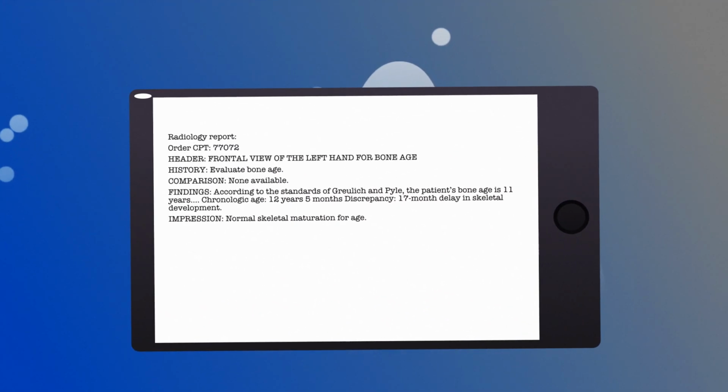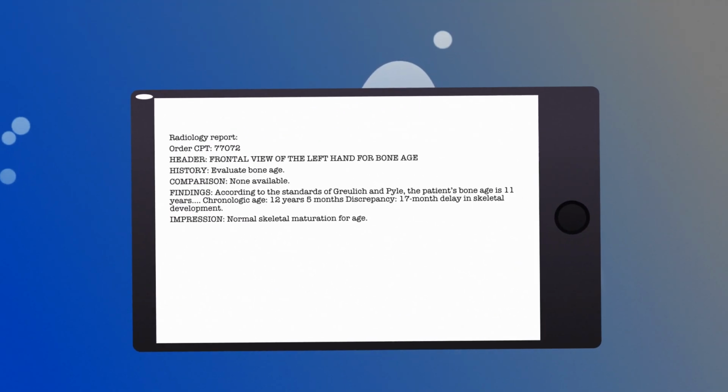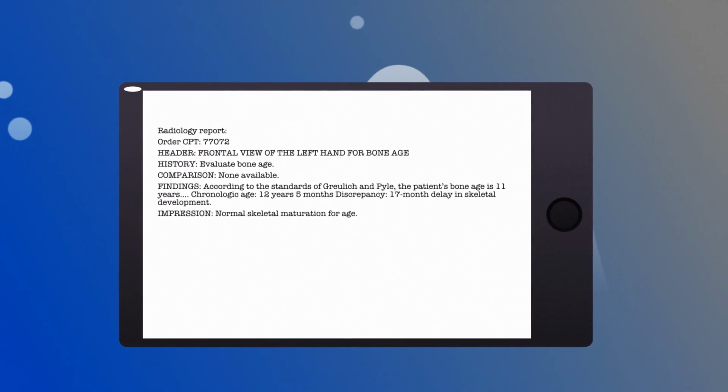Exam: hand bone age, frontal view of the left hand for bone age. History: evaluate bone age. Comparison: none available. Findings: according to the standards of Greulich and Pyle, the patient's bone age is 11 years, chronologic age 12 years 5 months. Discrepancy: 17-month delay in skeletal development. Impression: normal skeletal maturation for age.